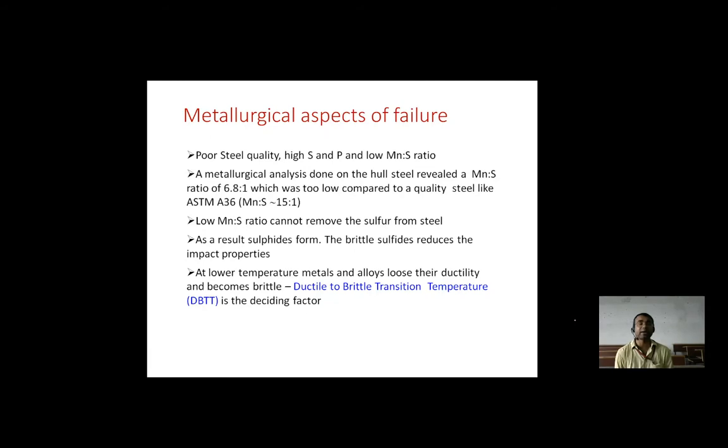Then these kinds of things arise, that we need to maintain all these things. The low magnesium silicon ratio meant the sulfur could not be removed from the steel. That was another point of view which was considered. As a result, the brittle sulfide formed and reduced the impact property. What I told you, the transformation from ductile to brittle transition, is just because of that sulfide, which reduces its impact property.